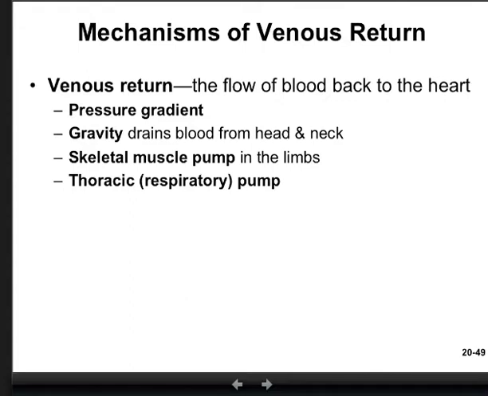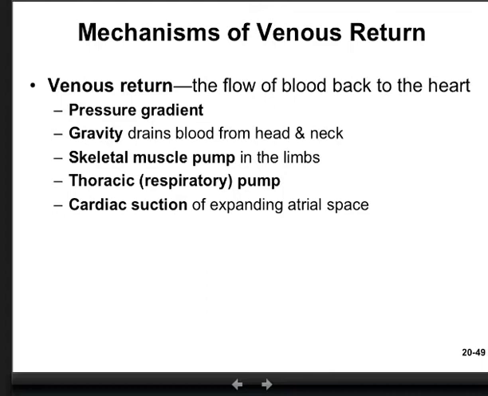The thoracic or respiratory pump is driven by your inhalation. The thoracic cavity expands and thoracic pressure decreases and abdominal pressure increases, and this forces the blood upwards back towards the heart. The blood flows faster with an increased inhalation rate. And there's also cardiac suction of the expanding atrial space. So there's a little bit of draw as the heart actually pumps.